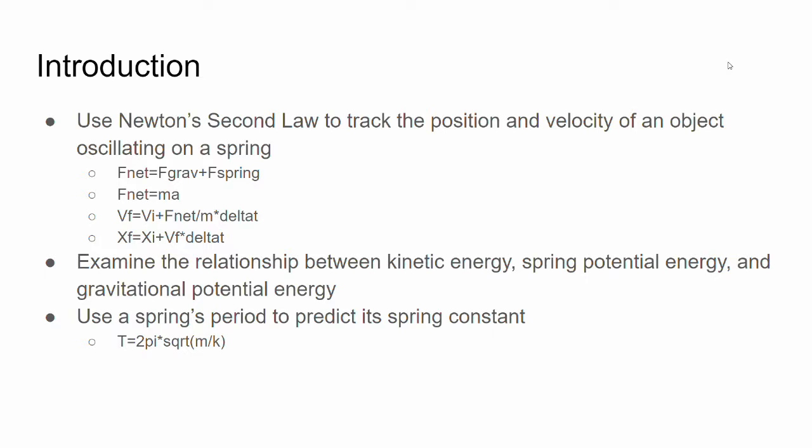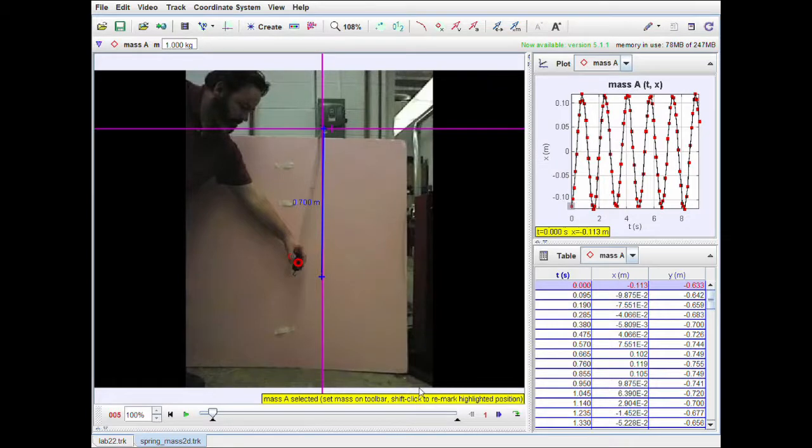We also examined the relationship between kinetic energy, spring potential energy, and gravitational potential energy. We will see later in our results what the relationship between these are, but for now we also used the spring's period to predict its spring constant. Well, I didn't actually calculate this for ourselves. According to the TA, we could just use the spring's constant from the video.